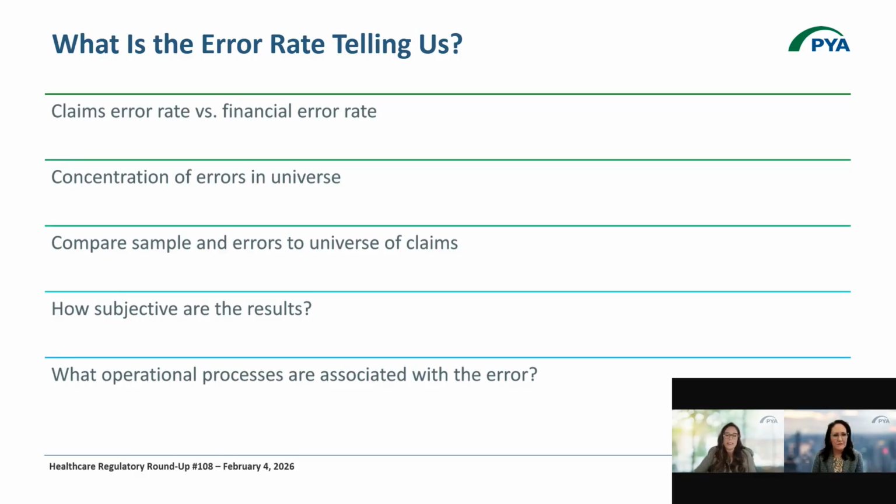And then lastly, what operational processes are associated with the error? Going back to our talks about the EHR. Sometimes issues are going to be quick and simple fixes, like what we discussed. And so, those might be easier than others. And then also it's important to identify if it is operational, because you want to make sure that you're focusing the improvement in the right place. You don't want to do provider education if it's an operational issue.